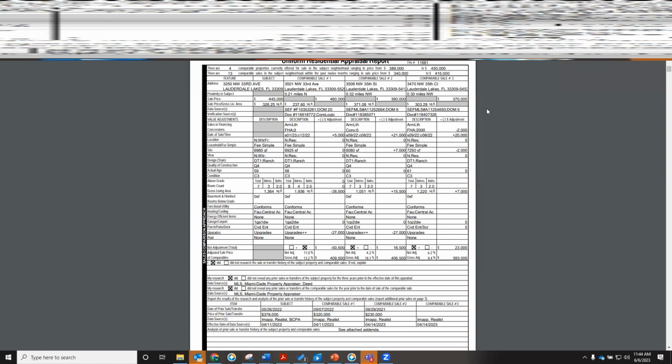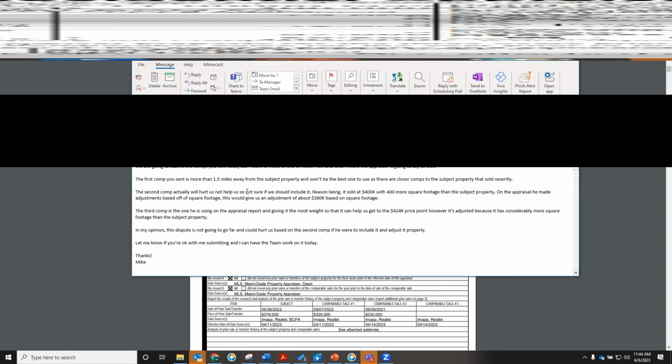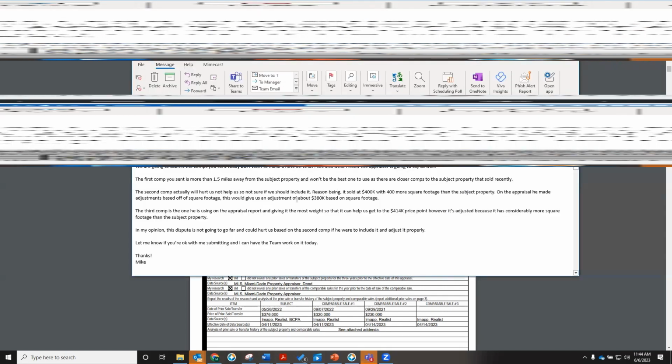What the hell do I look like sending a dispute on a property a mile and a half away saying, use this comp? That's ridiculous, right? The second comp actually will hurt us, not help us. So not sure if we should even include it.